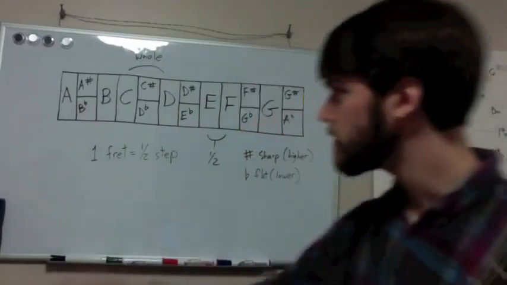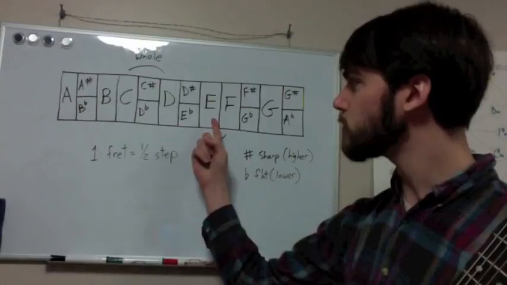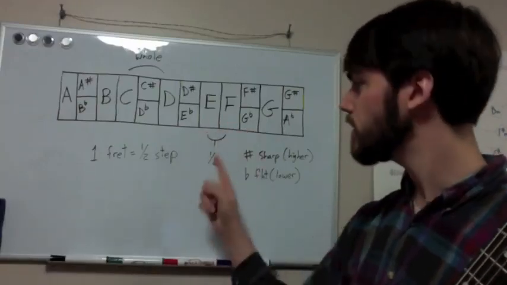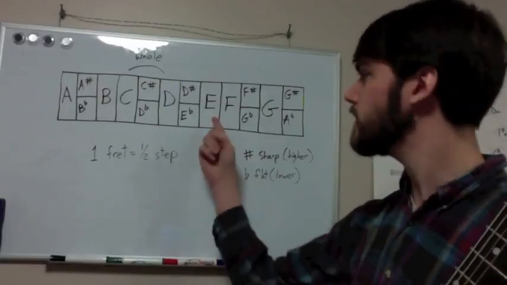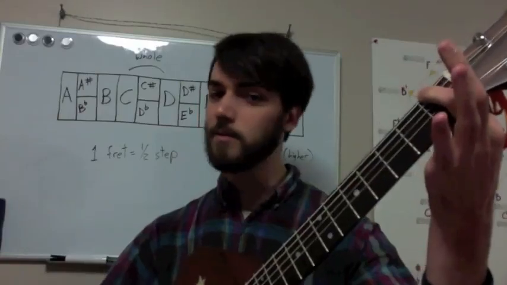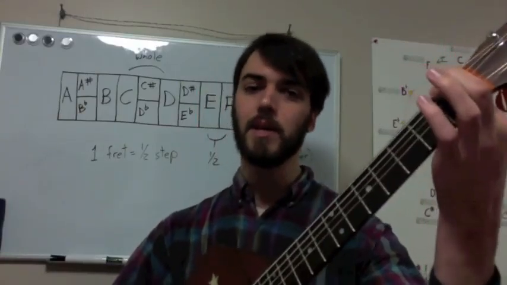So that means I was here with the open string being E, and then I raised that pitch up by fretting it on fret 1. I have raised it up a half a step. So that E is now an F. If I play open E, then fret number 1, I am now playing an F. I have raised the pitch by a half a step.